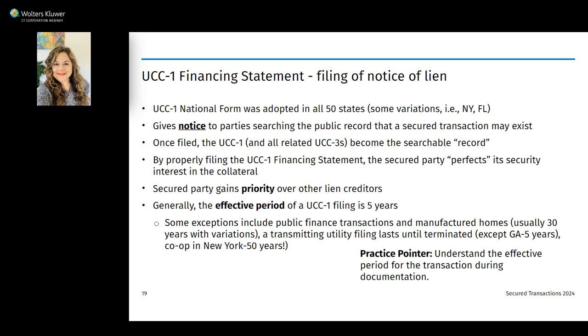What is the practice pointer here? At the beginning of a transaction, in phase 1 or phase 2, you want to understand the effective period. And in phase 4, you want to make sure that you calendar or docket that expiration date so that you don't lose your priority.